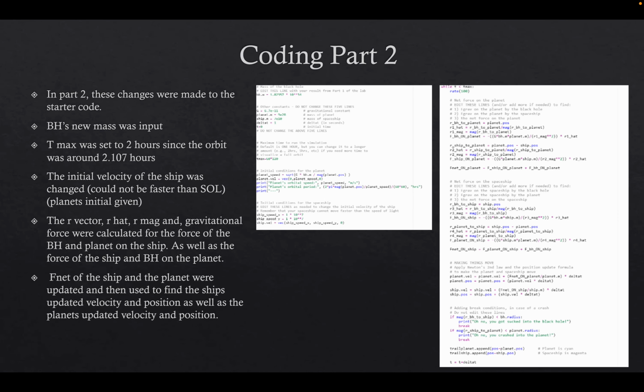In part 2, the black hole's new mass was input. The Tmax was set to 2 hours since the orbit was around 2.1 hours. The initial velocity of the ship was changed multiple times. Like I said, it was trial and error. And then obviously the R vector, R hat, R mag, and gravitational force were found and updated to find the F net of the black hole and planet on the ship, as well as the force of the ship on the black hole and the planet. And then the F net of the ship and planet were updated to find their updated velocity and position.